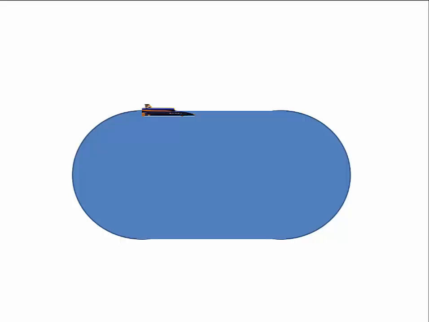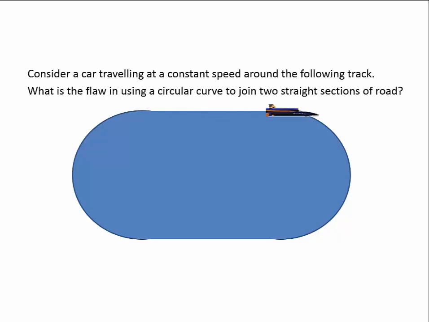Good, so let's look at a car travelling at a constant speed around the following track, and we've given it two circular curves. In the last section of the course, we looked at designing circular curves. Car goes in a straight section, circular curve, straight section, circular curve. What is the flaw in using a circular curve to join these two straight sections of road? Have a think.